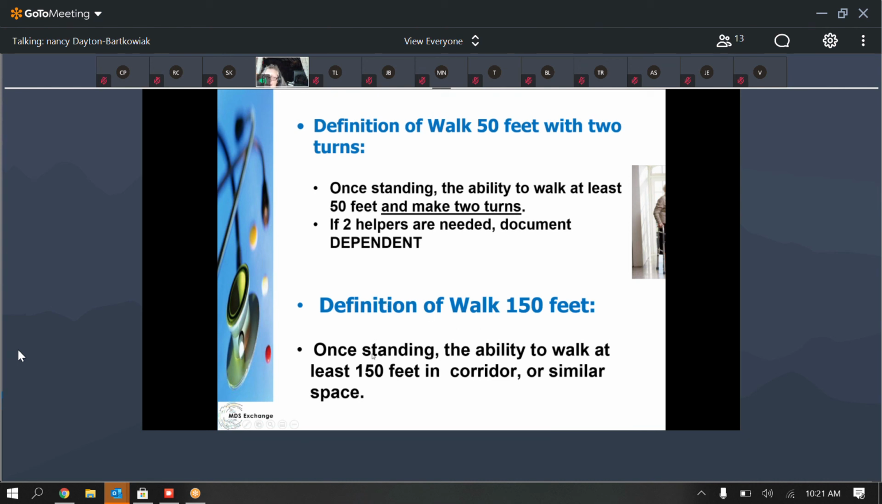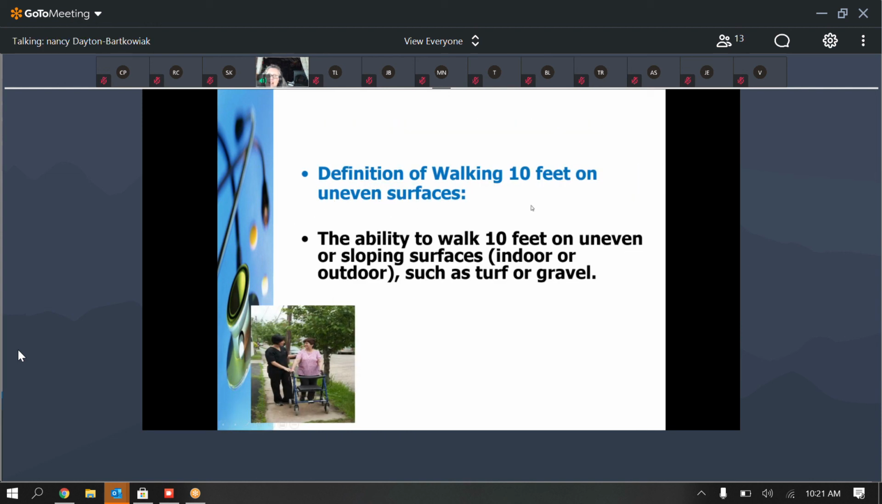Walking 150 feet is one standing, the ability to walk at least 150 feet in a corridor or a similar space. Definition of walking 10 feet on uneven surfaces, perhaps outside if you're taking a walk or doing an activity outside of the facility. You'll want to note the ability to walk 10 feet on uneven or sloping surfaces, indoors or outdoors, such as on turf or gravel or an uneven sidewalk. That's what that is.